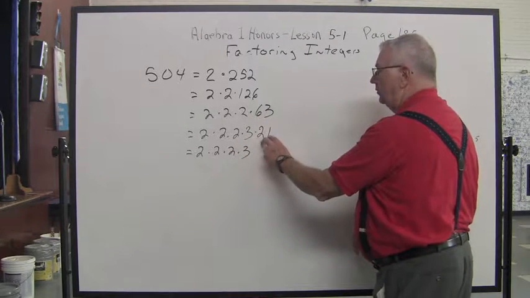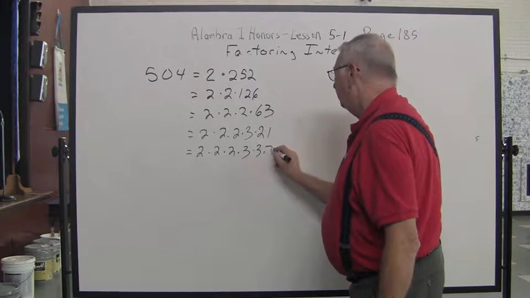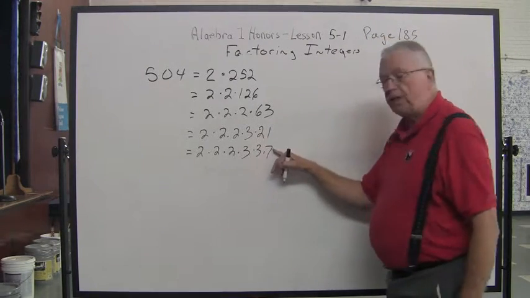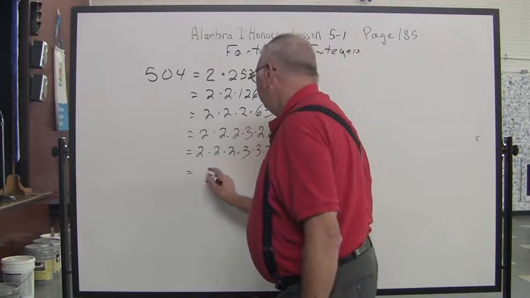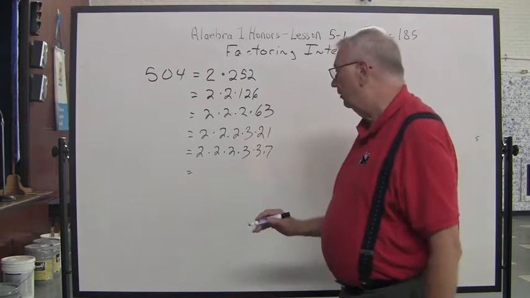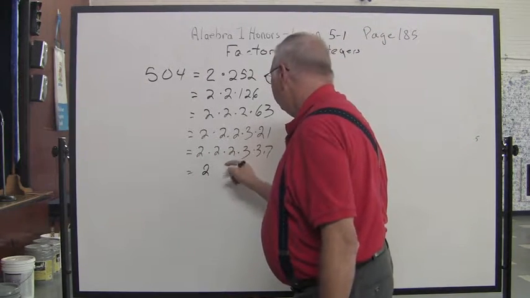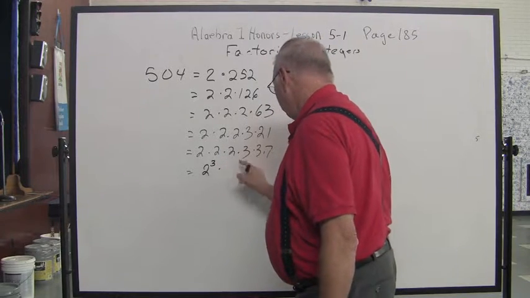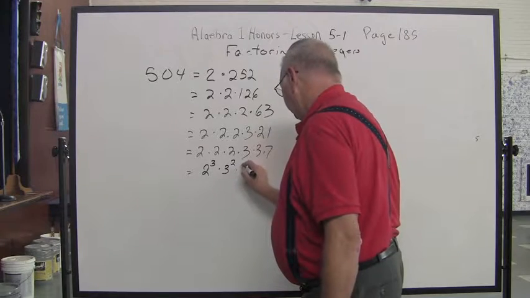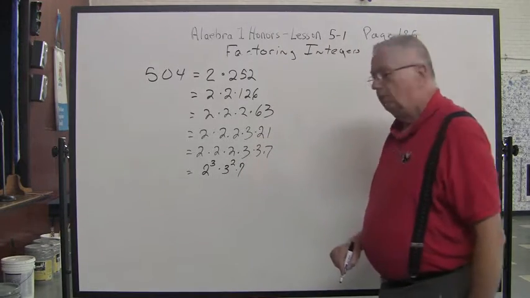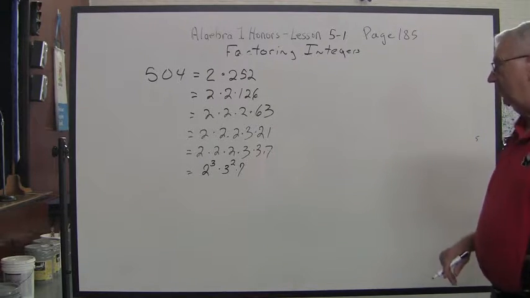Again, we sum the digits, 2 and 1 is 3, so 3 will go into 21. 3 times 7. And 7 is a prime number. So if we put it in exponential form, this comes out to be 2 to the 3rd, so we have 3 2s there. We have 2 3s and a 7 by itself. So that is the way the book has the prime factorization.